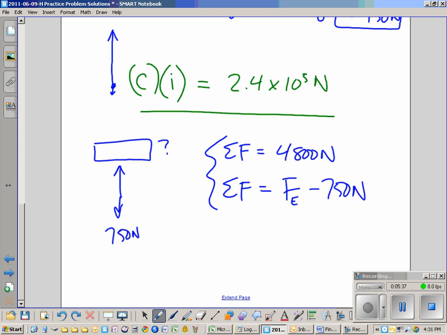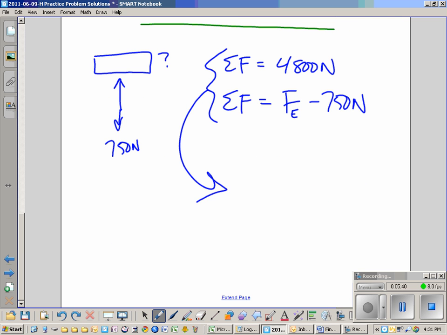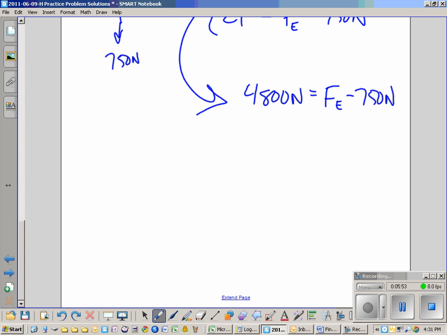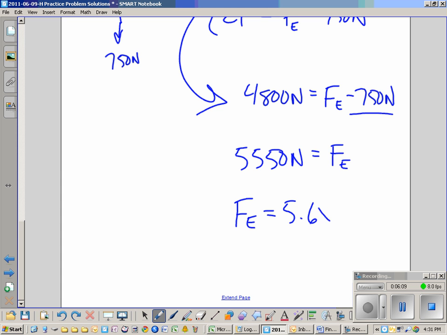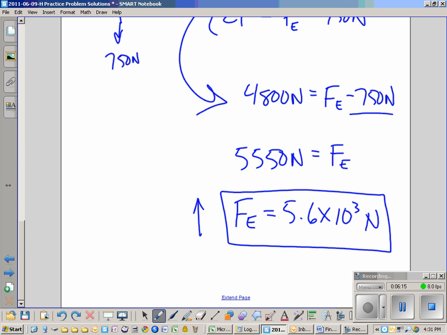Again, you can yell at me for not doing this algebraically. You can do that later. That means that 4,800 newtons is equal to force of the Earth minus 750 newtons. So now this is within the range of our sig figs, because now we're going to add 750, so we get 5550 newtons is equal to the force exerted by the Earth. So if we go back to 2 sig figs, we say that the force exerted by the Earth is equal to 5.6 times 10 to the third newtons. Again, that's positive, an upward force exerted by the ground.